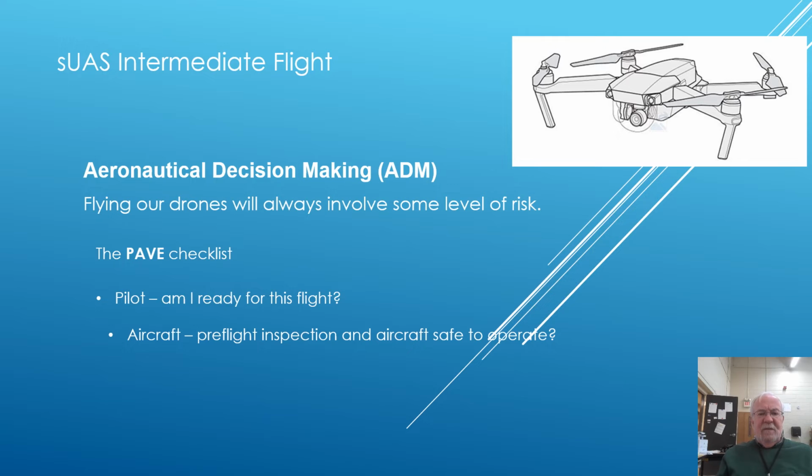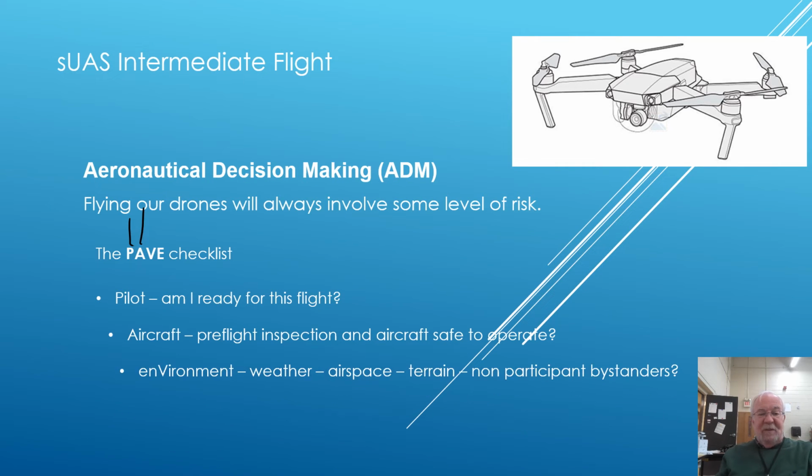And then the A, aircraft. Now we're on the A. PAVE is aircraft. Is the airplane safe to operate? We've done a pre-flight inspection. Yeah. Is the airplane safe to operate? Now, it falls apart here with environment because the FAA wanted to make it a V. Well, they had to use the V in the middle of environment. But okay, that's the V part. V part is environment. That's weather, airspace, terrain, people that might be nearby and not involved in the operation. We're not allowed to fly over people, right?